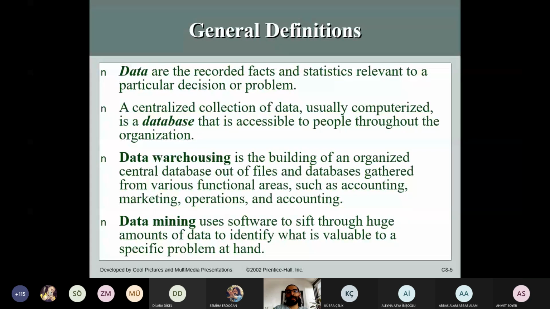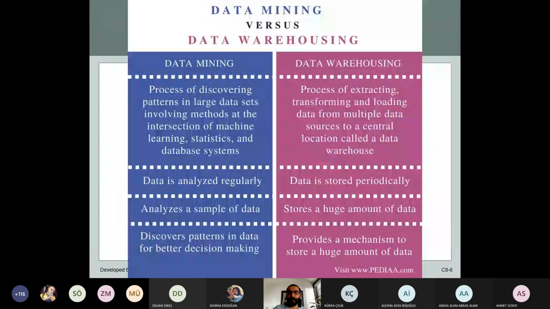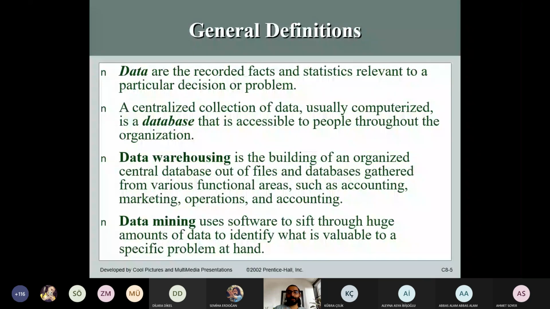And if you collect this data into some place, you call it a database, and we have the definition of data warehousing and data mining. Data warehousing: if you build some organized central databases for your files, for your functional areas like accounting, marketing, operating, and other departments, you call it data warehousing. And what is data mining then? Data mining, actually, you use software to find the accurate data, identify valuable data to solve your specific problem.